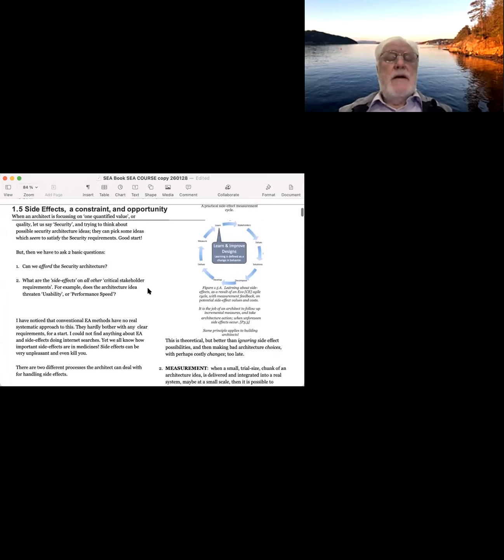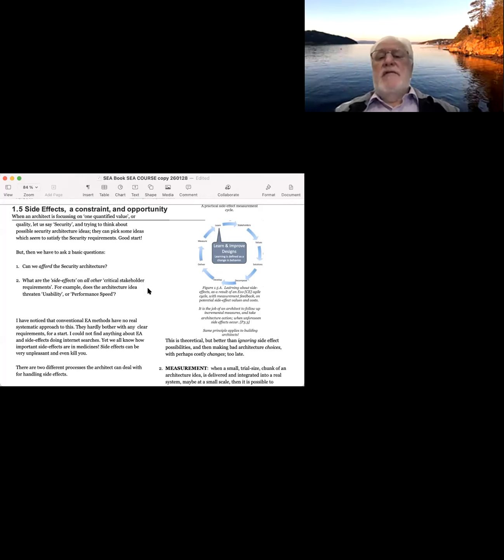Now, here's another kind of thing that could be considered a constraint. They are what I call side effects. So let's say we have what I call our top 10 objectives. And let's say, to keep it simple and illustrate it, that these objectives are major qualities like security, usability, flexibility, availability, reliability, and things like that. So let's say we are trying to architect the security objective, and we pull in some security ideas.